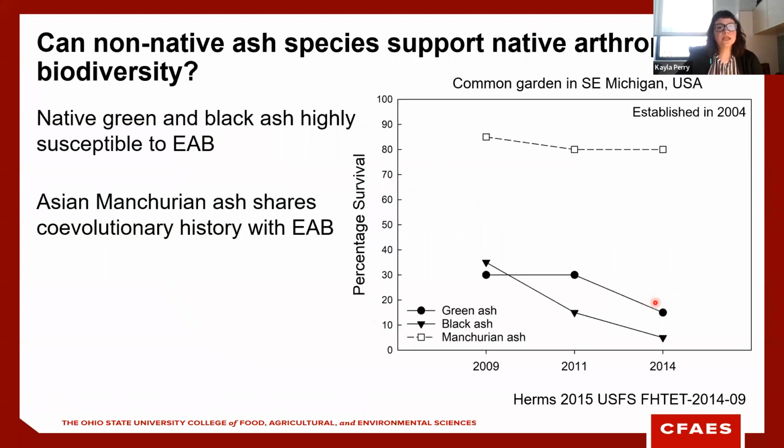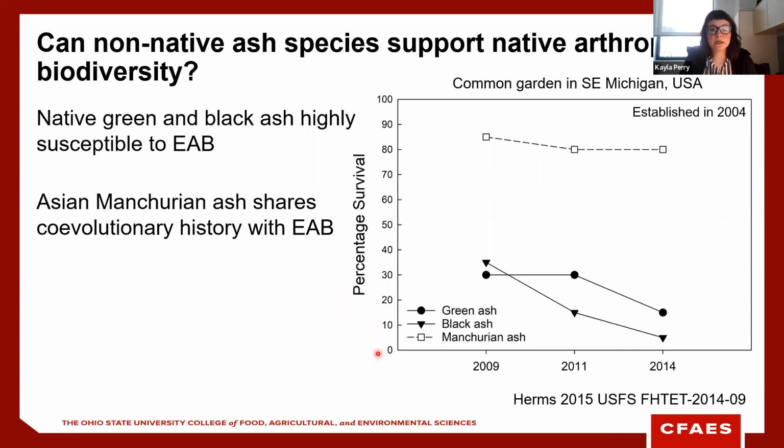And so one of the questions that we had was, can non-native ash species support native arthropod biodiversity? If we're seeing native North American ash species decline due to EAB, could non-native ash potentially support these specialists? As we know, of course, native green and black ash are highly susceptible to EAB. They have no innate resistance, whereas Asian Manchurian ash shares a coevolutionary history with EAB. And so there is resistance within Manchurian ash, and EAB typically colonizes and kills only stressed Manchurian ash trees. And that's really shown here in this figure.